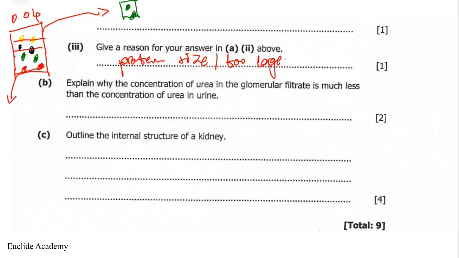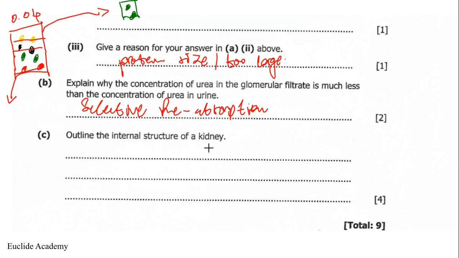So when we talk about why the concentration of urea in the glomerular filtrate is less compared to the concentration of urea in urine, it's because of selective reabsorption, which reabsorbs some useful substances back into the blood. Urea is not reabsorbed, hence the concentration of urea gets high or becomes more.